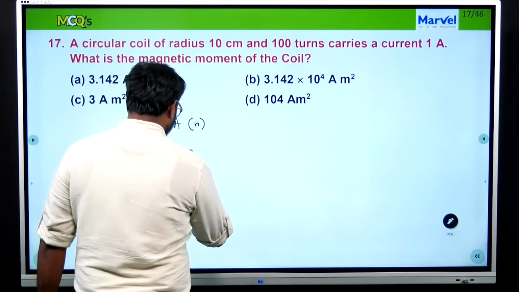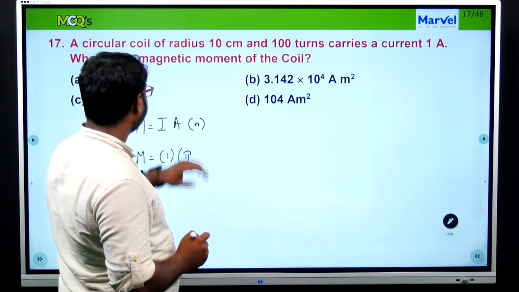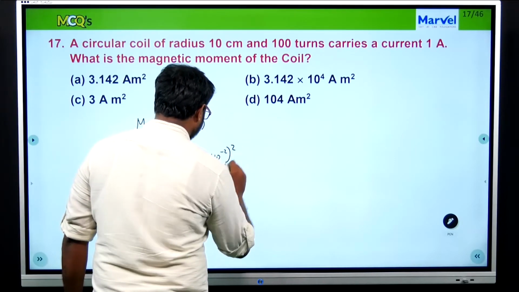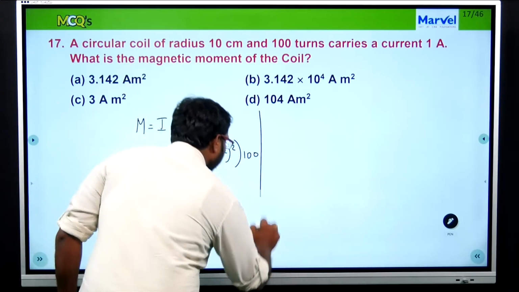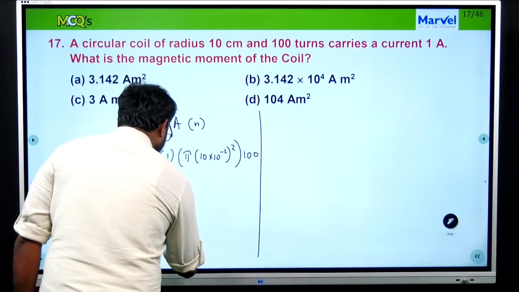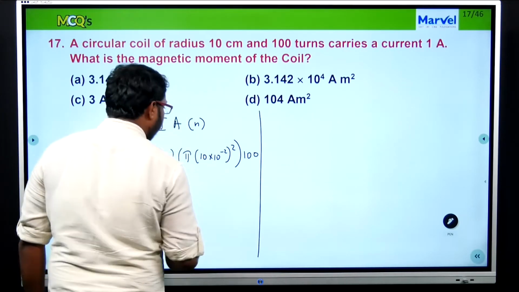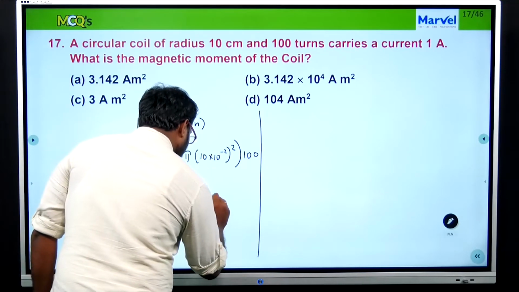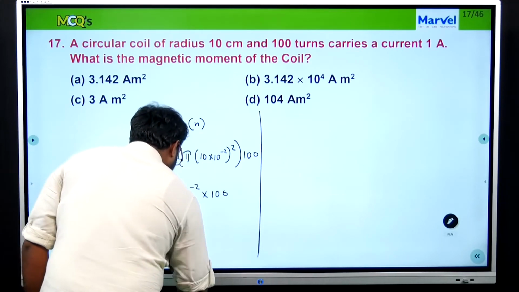What is the area of the coil? Since it's a circle, it becomes pi into r squared. So 10 into 10 power minus 2, the whole squared, and what is the number of turns in here? 100. So M is equal to pi into 10 into 10 power minus 2, which is 10 power minus 1, the whole square is again 10 power minus 2, into 100, where capital M is equal to 3.14.